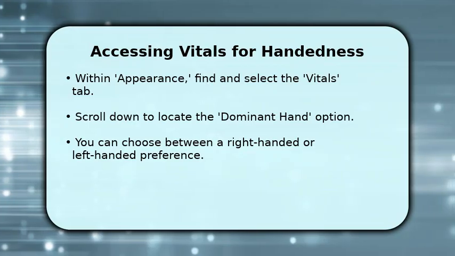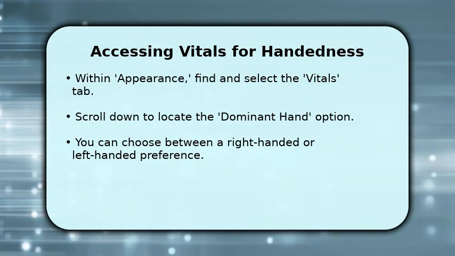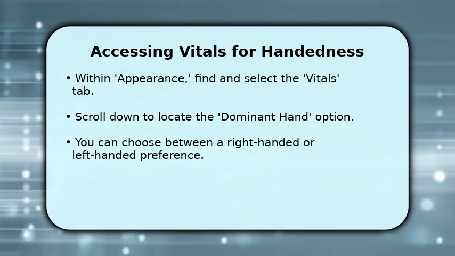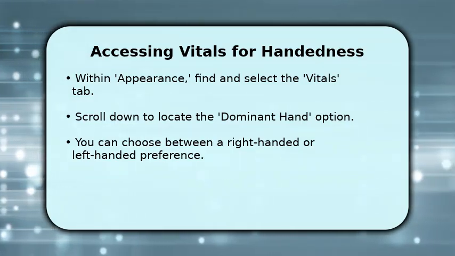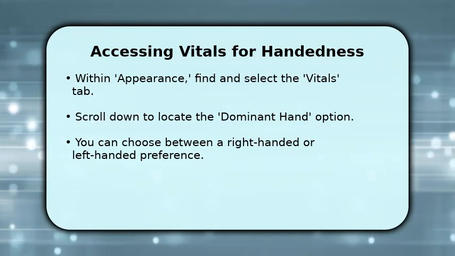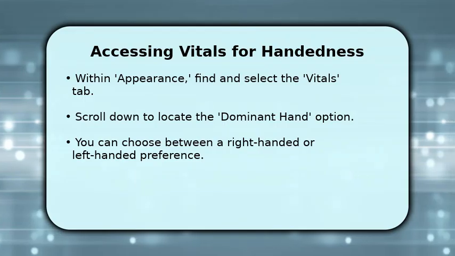Scroll down through the options until you find the dominant hand setting. Here, you will have two clear choices. You can set your player to be either right-handed or left-handed. This selection directly impacts which hand your player uses for shooting and other primary actions on the court.